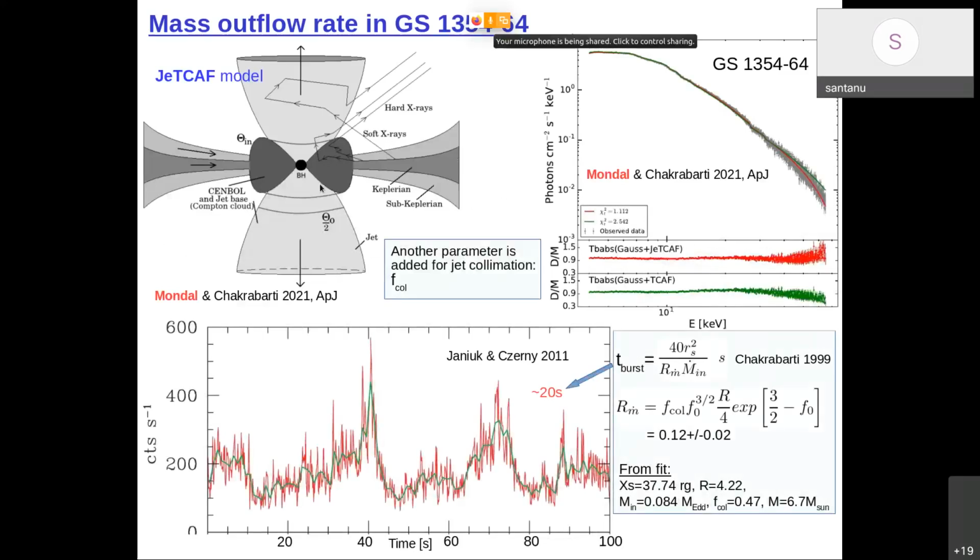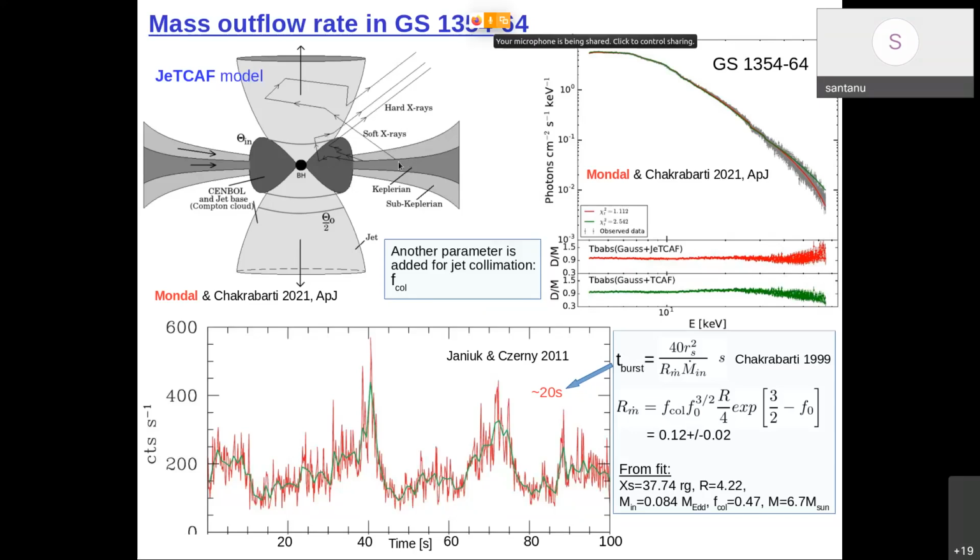If you remember my previous slides, this cartoon diagram has changed, and you can see two biconical jets coming from the base of the corona. What we did in this case is that the hard photons, which were previously coming directly to us, the observer, are now scattered by the jet and then come to us.